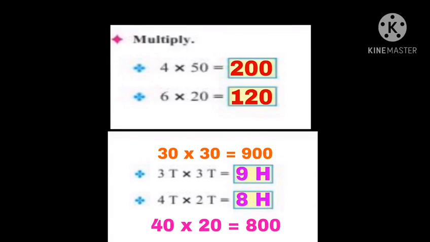The next is 3t multiplied by 3t. As I told you earlier, t means tens. So your answer is 30 multiplied by 30 equals 900. So 3t multiplied by 3t equals 9h, and h refers to what? 100. Next is 4t multiplied by 2t, and the answer we get is what? 8h, that is 800. So 40 multiplied by 20 equals 800 is the answer.